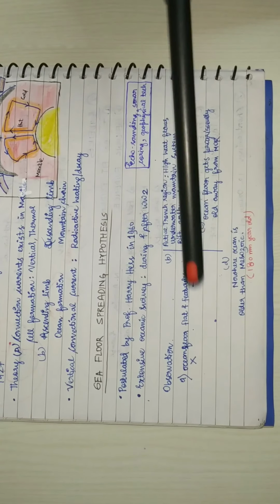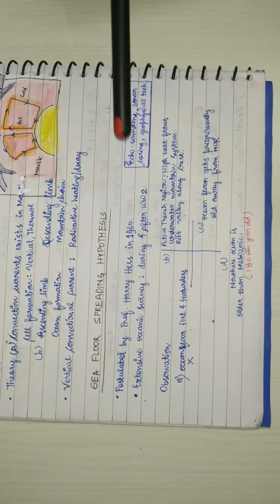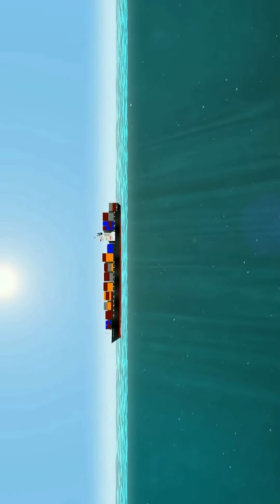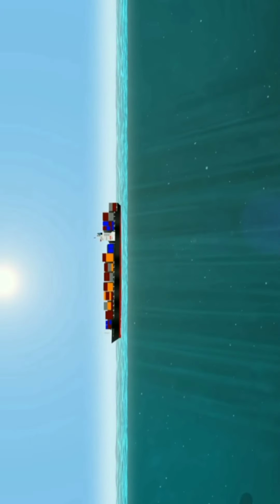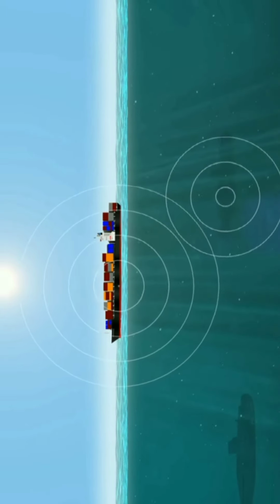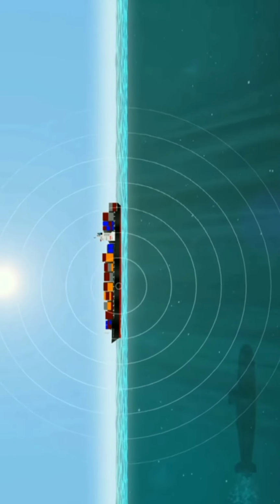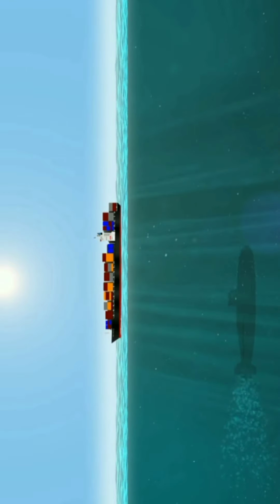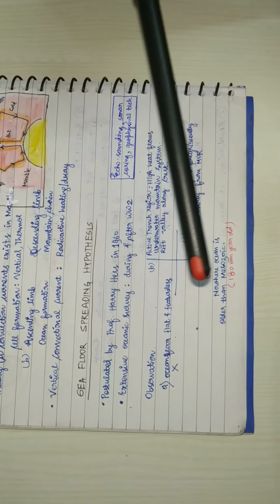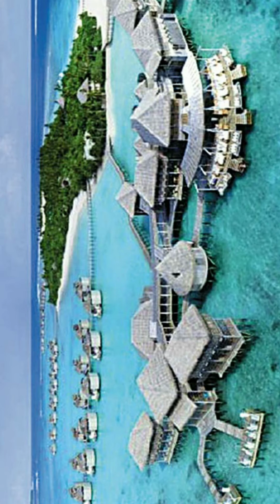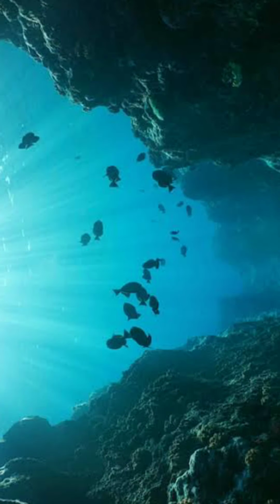Taking cue from Arthur Holmes, lots of echo-sounding, sonar observation, coring, and geophysical technique observation was done after World War II, because the ships carried these instruments in order to find submarines deep down below, right? So lots of observation was taken during this period post World War II, and in 1960 Harry Hess came up with a superb observation that the ocean floor, thought to be flat and featureless, is not so. It has its own topography.